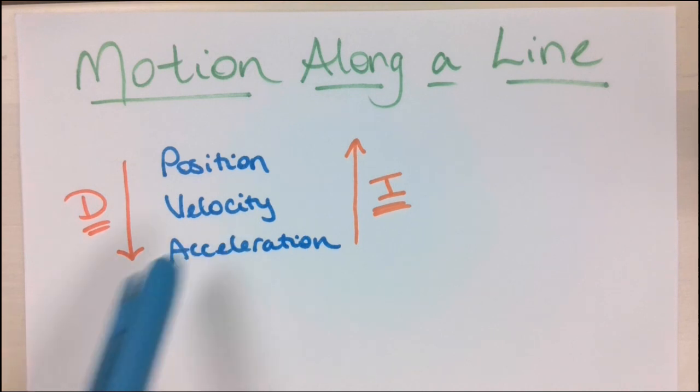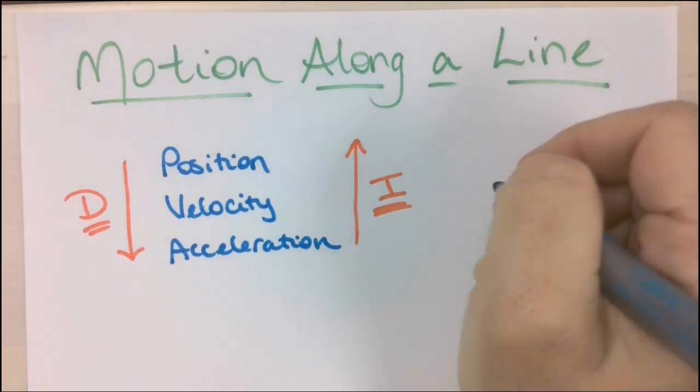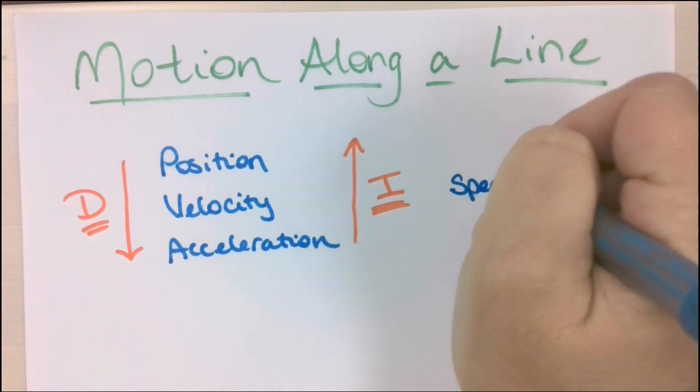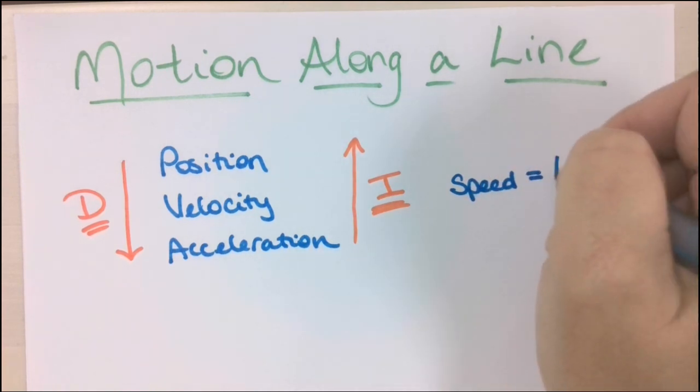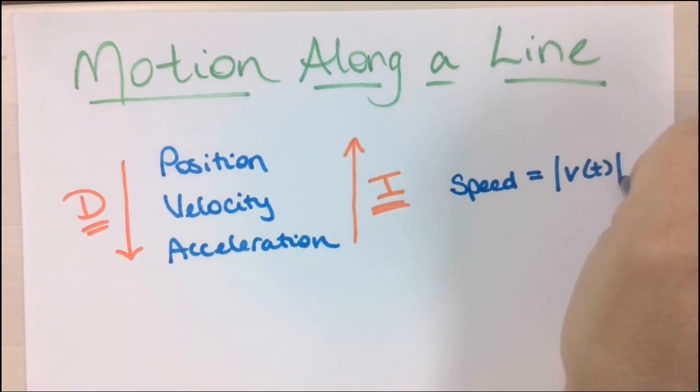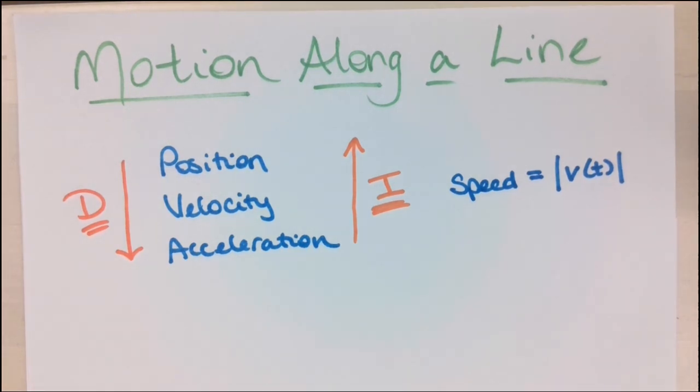An important thing to remember about velocity is that it does have a sign. It can be positive or negative, but the sign indicates direction. Sometimes we'll be asked questions about speed. We need to remember that speed is the absolute value of velocity. Speed is velocity without direction.